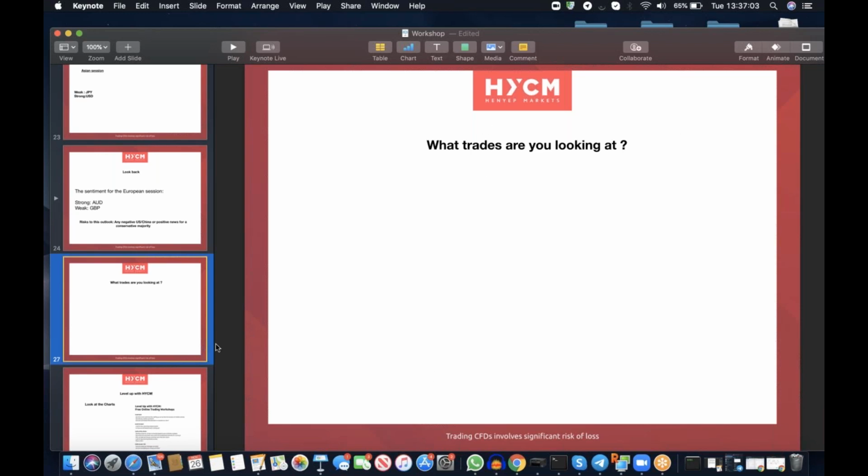The other thing to be aware of is shifts in sentiment. If we got negative US-China trade news, then we could expect a sudden risk off move, and then we'd expect Australian dollar, New Zealand dollar weakness, Japanese yen, Swiss franc strength. So one thing to be aware of is sentiment shifts.